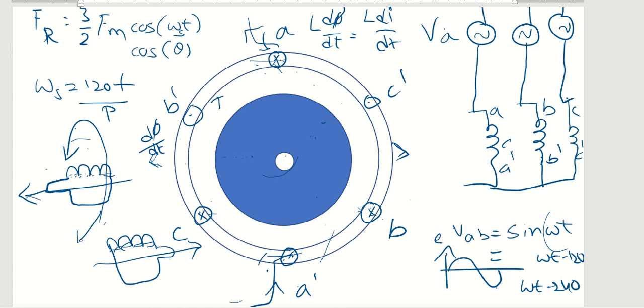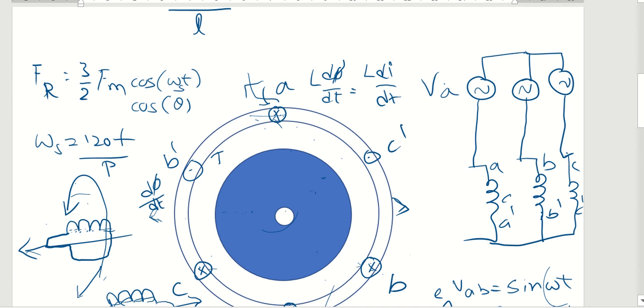So if ABC sequence in this area, all the flux will get added, and it will result in some flux like this. The resultant flux will be 3 by 2 Fm. Fm is the maximum flux developed because of each phase, into cos omega s t into cos theta, where theta is a physical displacement. That means if I take this as reference point, this point will be 60 degrees with respect to this point, and this point will be 120 degrees with respect to this point. I mean physically, this will be 180, 240, and so on. So it will have a flux like this.